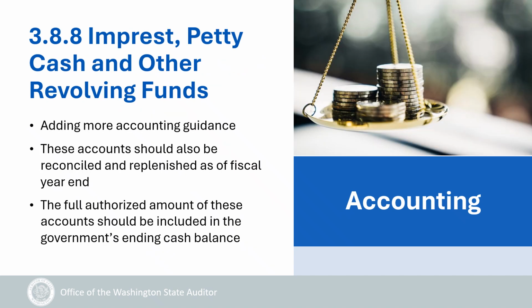Our next update is related to the imprest, petty cash, and other revolving funds BARS section 3.8.8. We are going to be adding additional accounting guidance. Your government should also have policies and procedures for reconciling and replenishing this money. The reconciliation and replenishment should happen at least once a month and at year end. The full authorized balances of these accounts should be included in the ending cash balances reported on your financial statements.